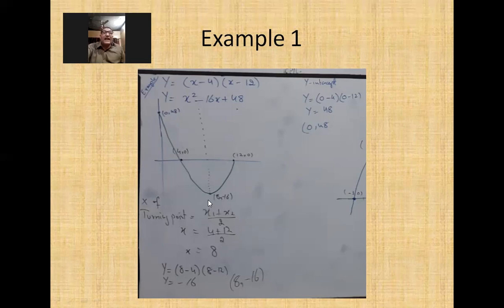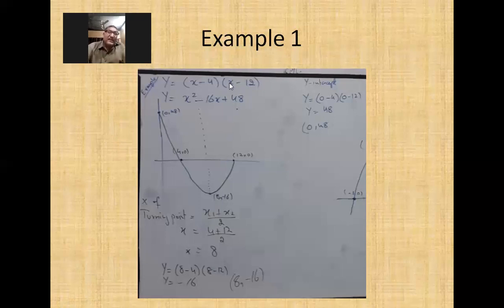Now, if you know the x of the turning point, put that value of x in the original equation and you will be able to find the y of the turning point. So once you know the x of the turning point, that's the x of the midpoint between the x-intercepts.